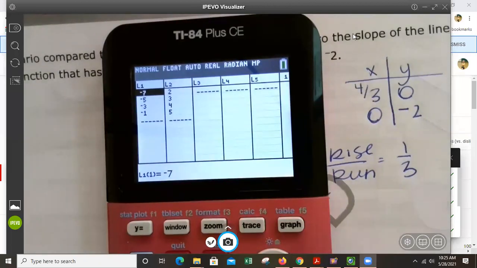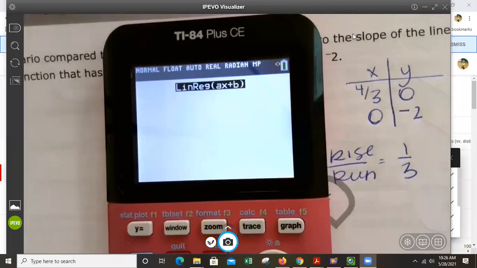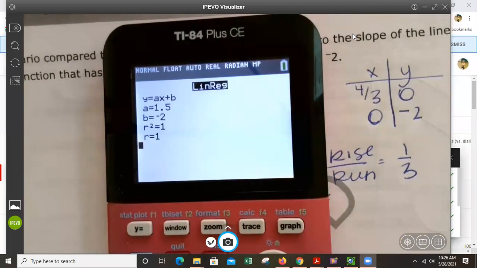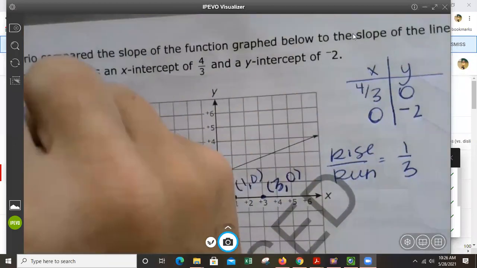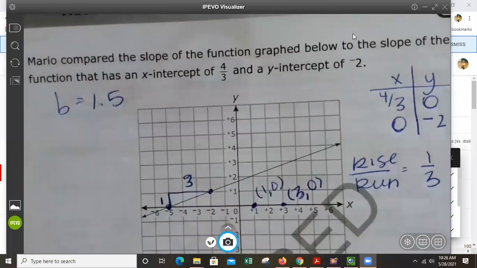So edit: 4/3 and 0. And the reason that I'm putting it into my calculator and not just graphing it is because of the 4/3. And then 0 and -2. Stat, calc, linear regression. Which one is my slope? The 1.5. So this slope is 1.5. Which one is smaller?